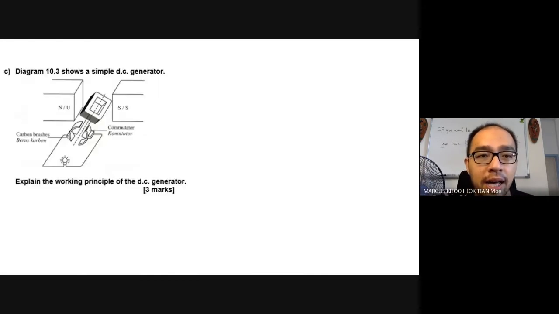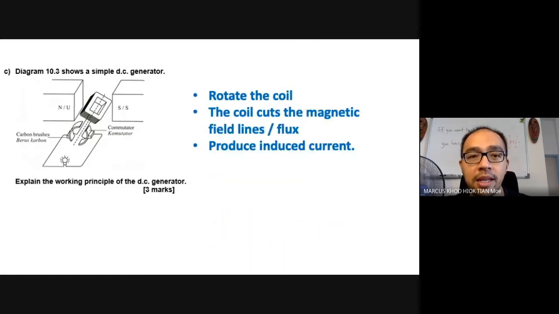Okay, explain the working principle of a DC generator. Okay, let's skip this example, because the working principle of a DC generator is a very long one now, but this is basically it. These are basically the 3 points, as I said. You rotate the coil, the coil will cut the magnetic field lines, or cut the magnetic flux, and you produce an induced current. How do you determine the direction of the induced current?